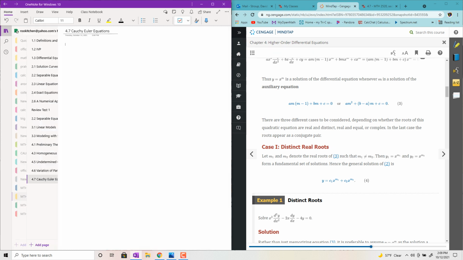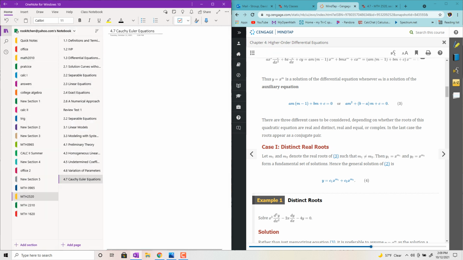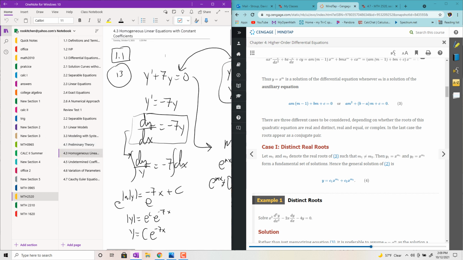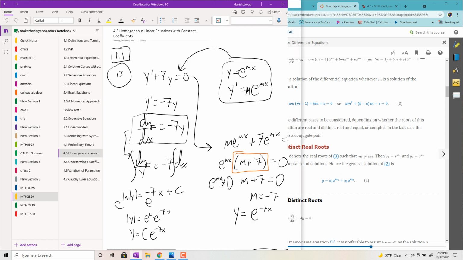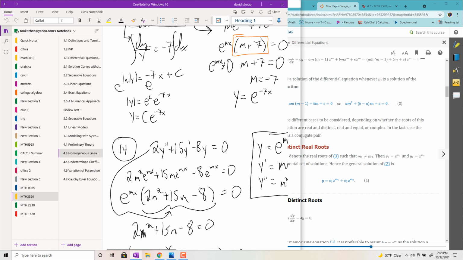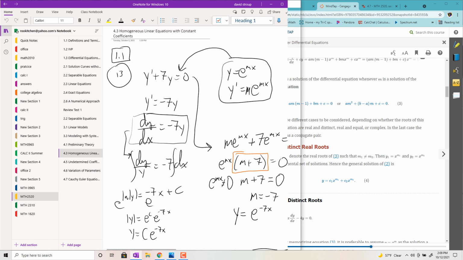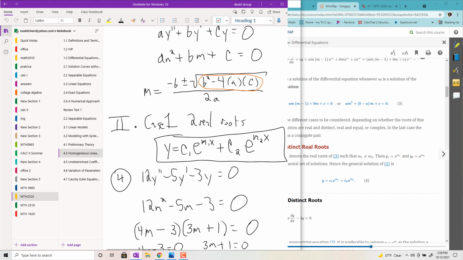Hey, welcome back. So now we're going into 4.7. This will be Cauchy-Euler equations. It's very similar to what we did in 4.3 with homogeneous linear differential equations with constant coefficients. The big change now will be that the coefficients are not necessarily constant, they're variable.